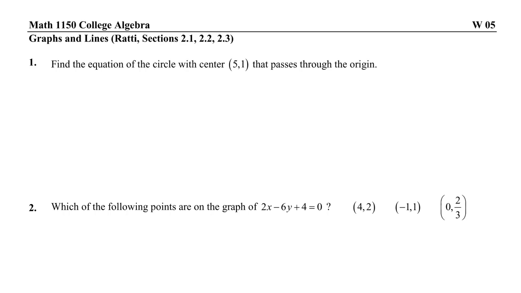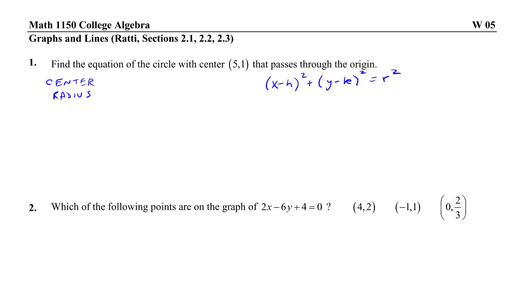Okay, so with a circle, remember, we're always trying to think, do we have the center and do we have the radius? Because if we have those, we know that we can just do x minus h squared plus y minus k squared equals r squared, where h, k is the center and r is the radius.